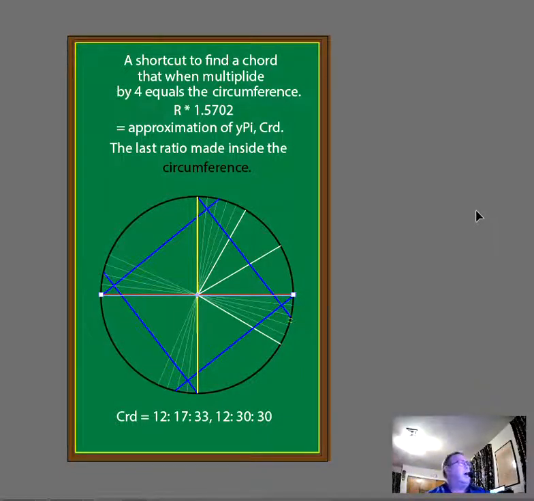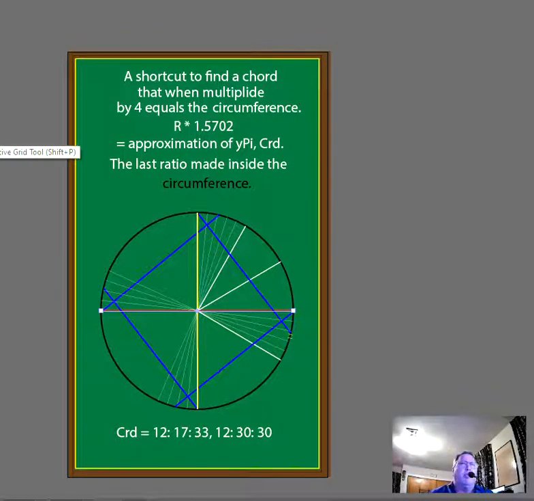We look at pi as the number 3.1419 most often. I replaced it with a number which is 1.5702, which is actually part of a ratio. It has some issues with scaling as far as accuracy goes, but I might get into that in another video if I get enough people interested in this video.